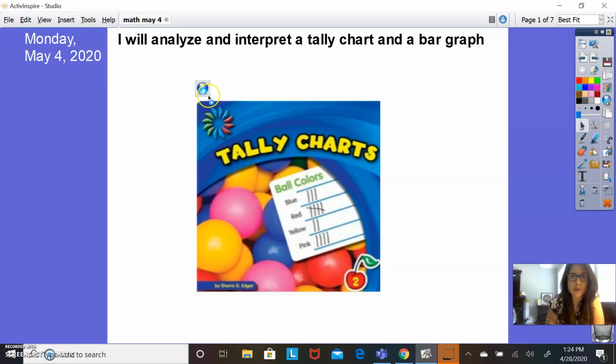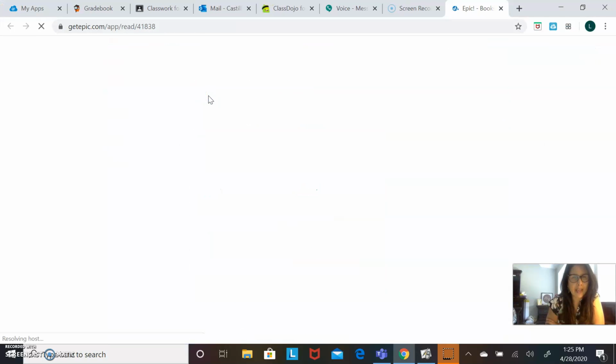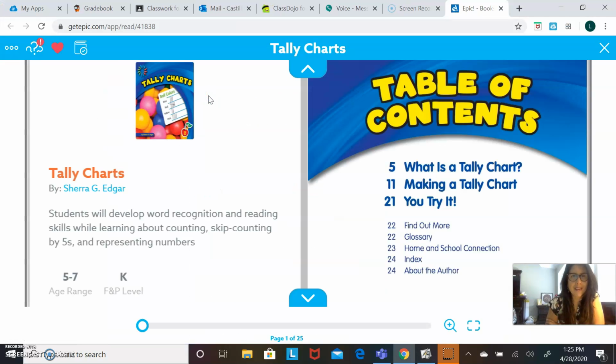So let's get started. We're going to read this book called Tally Charts, found in Epic. Okay, Tally Charts by Shara G. Edgar. So do you think this text is an informational text? Do you think it's nonfiction or fiction? You're right, it is nonfiction and it is an informational text. It's going to teach us about tally charts.